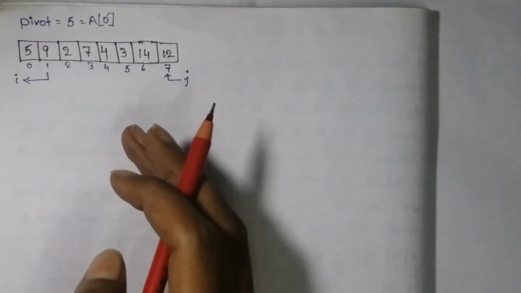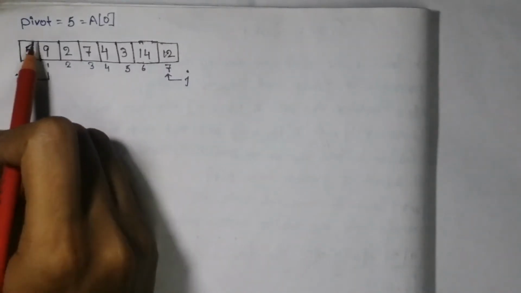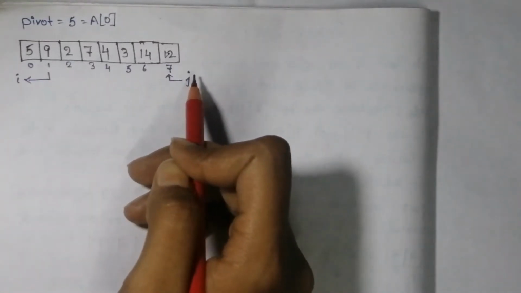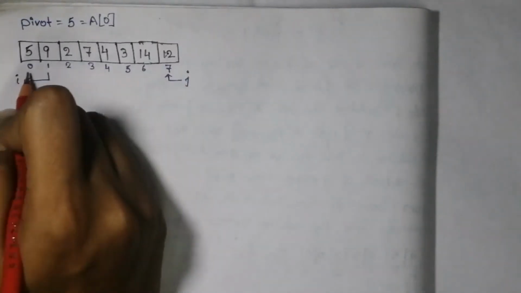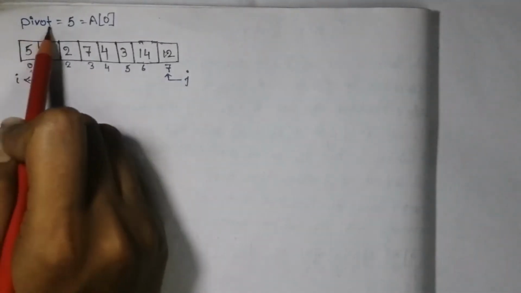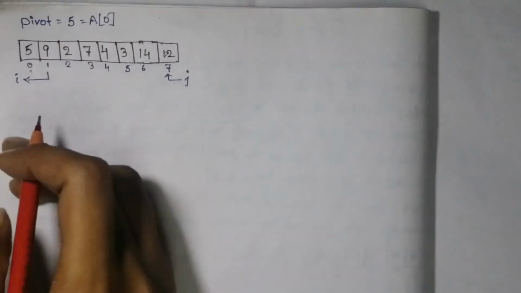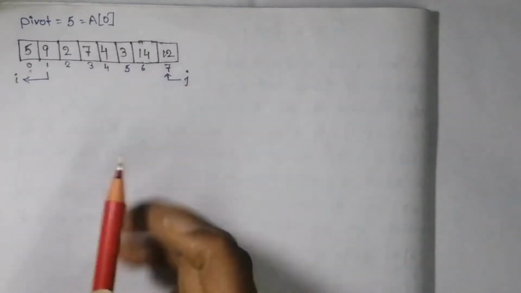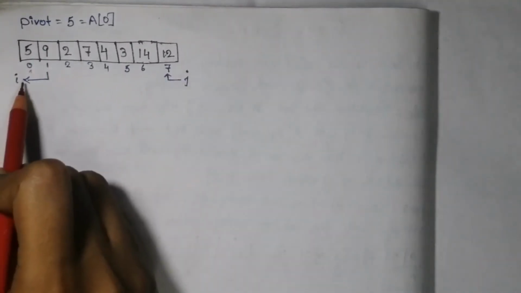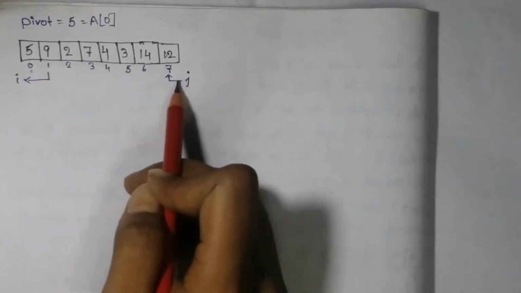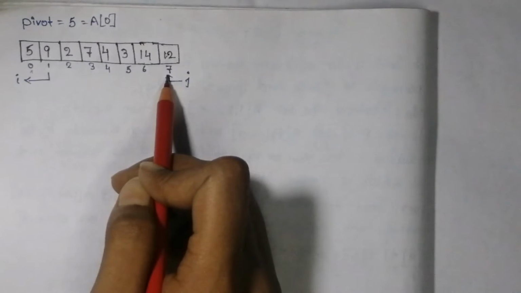So here the element which we want to place in its sorted position is named as the pivot. Okay, so here we can start by considering the pivot as the first element, the last element, or any random element, right? So here I am considering the pivot element as my first element. So pivot equals array at index 0, that is 5. Now we will take two index variables i and j. i will be initialized from low plus 1, that is 0 plus 1 equals index 1, and j will be initialized from the upper index 7.